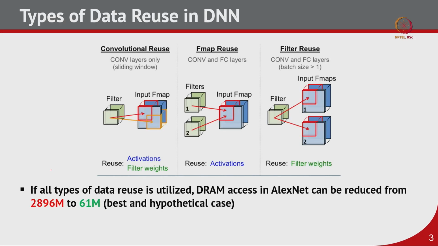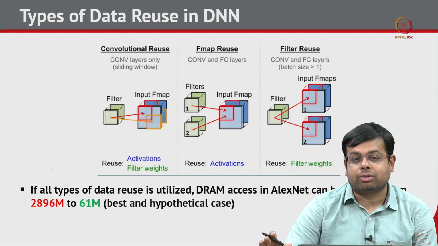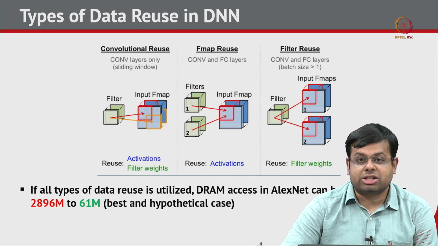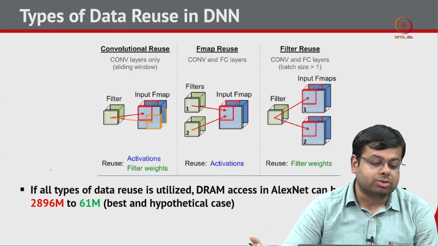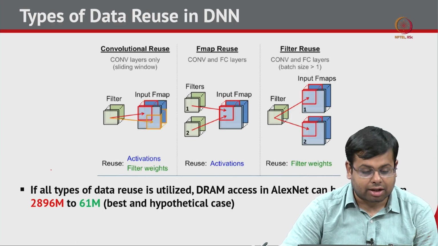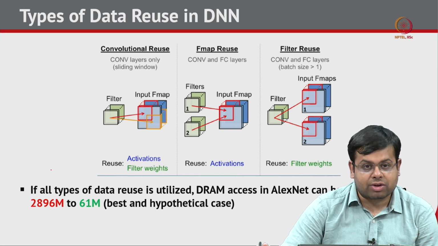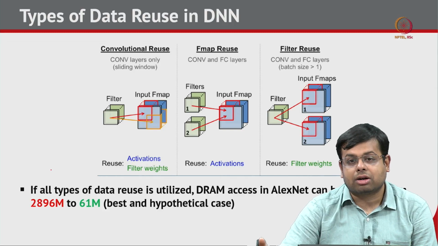In the last class, we talked about different types of data reuse in DNN. Specifically, we mentioned that there are three types of data reuse: convolutional reuse, feature map reuse and filter reuse. Different reuse techniques try to reuse different data. For example, in convolutional reuse, there is reuse of activation and filter weights. In feature map reuse, there is a reuse of activation and so on.